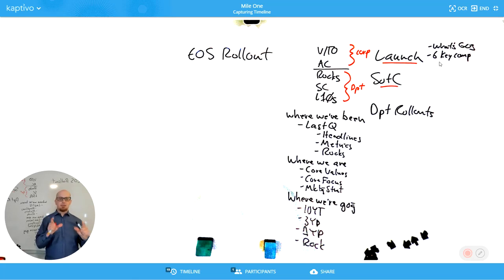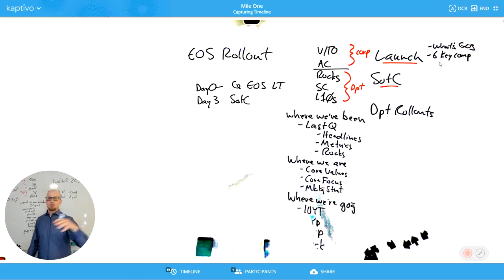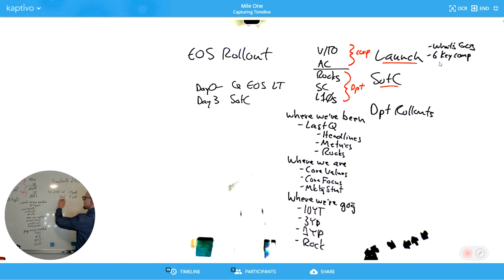This state of the company meeting should be happening as soon as possible after the quarterly meetings that we have together as a group. So if day 0 is our quarterly EOS session as a leadership team, then on day 3 you want to be having your state of the company meeting. We schedule these EOS sessions far in advance, so you should also be scheduling your state of the company meetings far in advance.